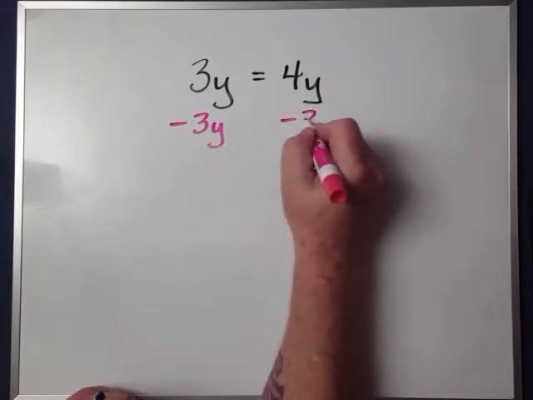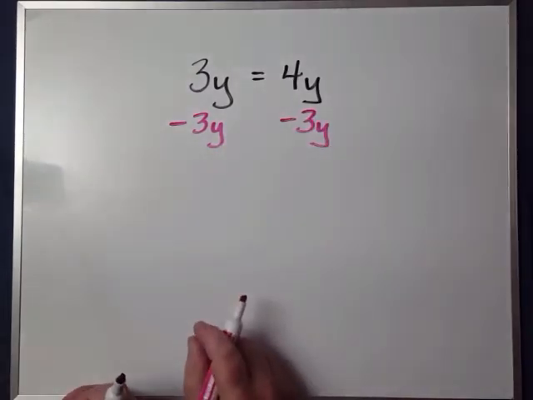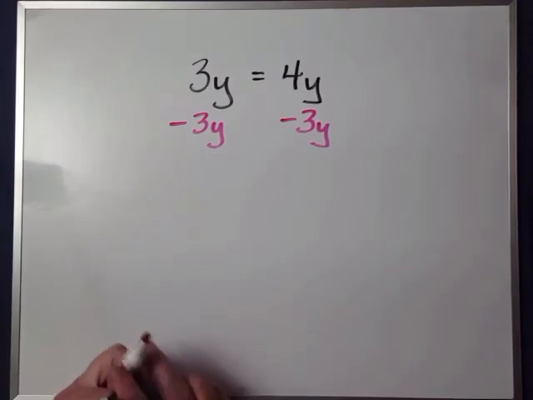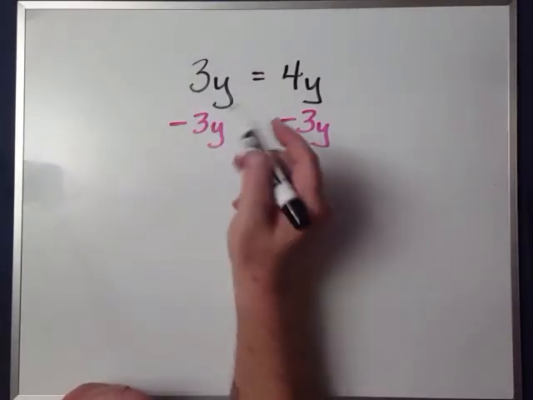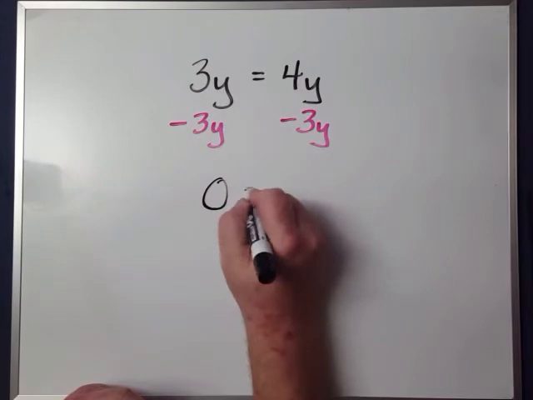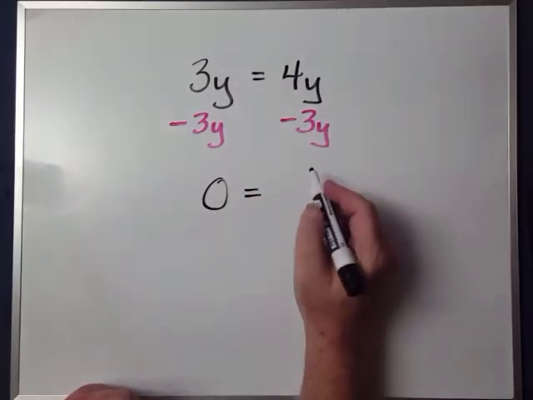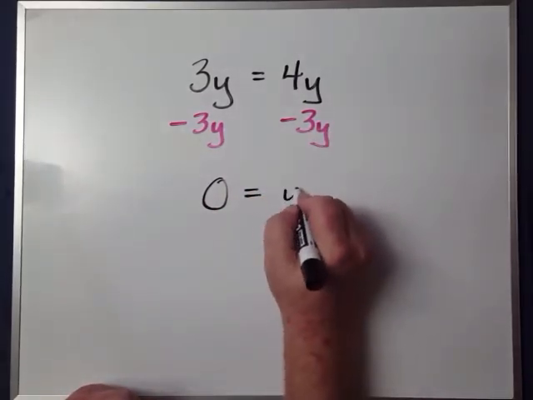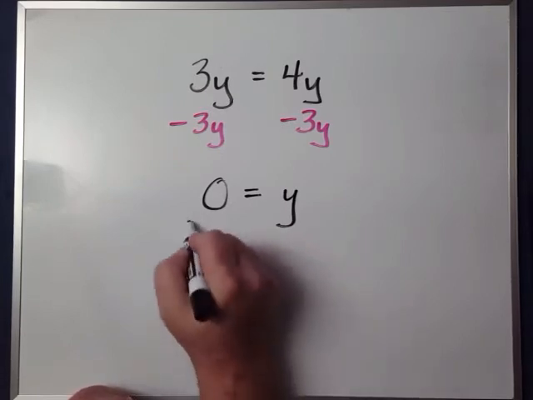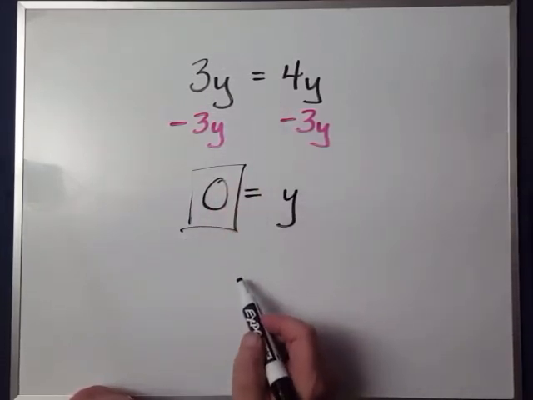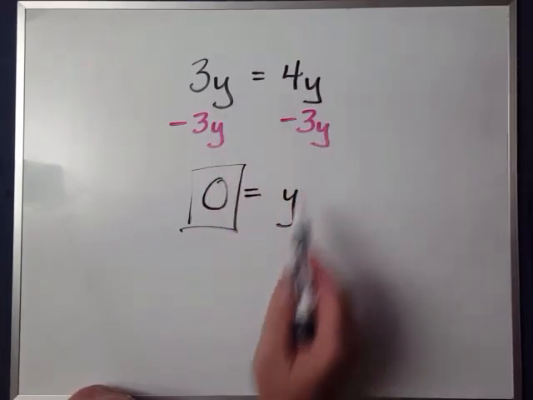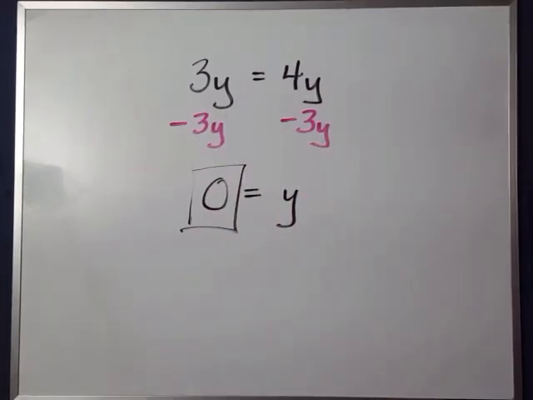Subtract. So we're using the addition property of equality to do this, as it extends to subtraction. Subtract 3y from both sides. Now, on the left-hand side, 3y minus 3y leaves 0. 4y minus 3y leaves 1y. Of course, we write just y. And y equals 0, which we know now to be the solution, because we can plug that back in and it makes the original statement true.